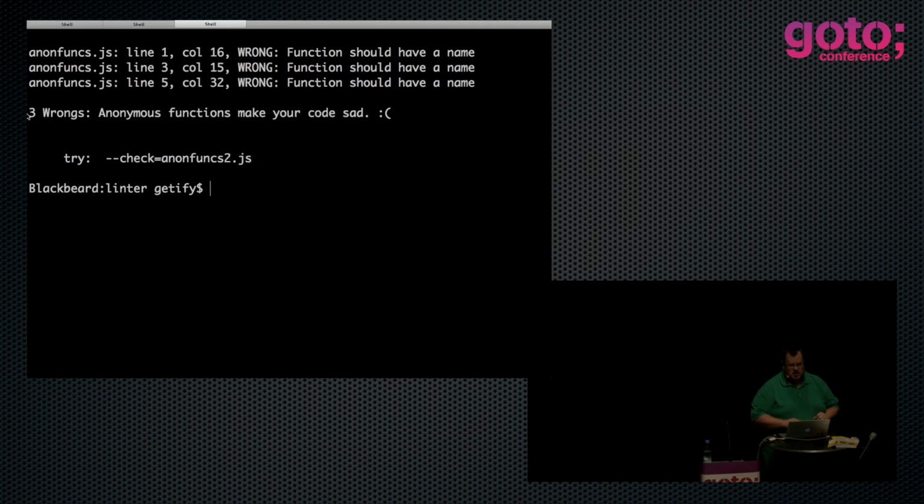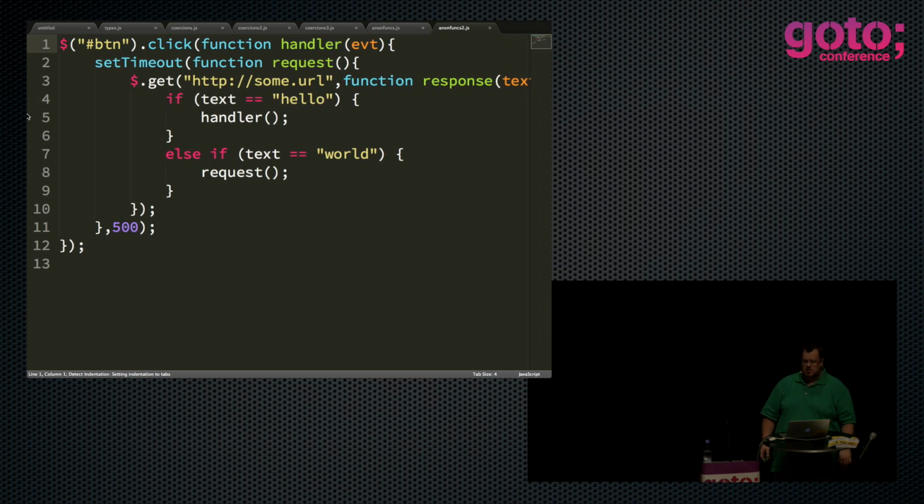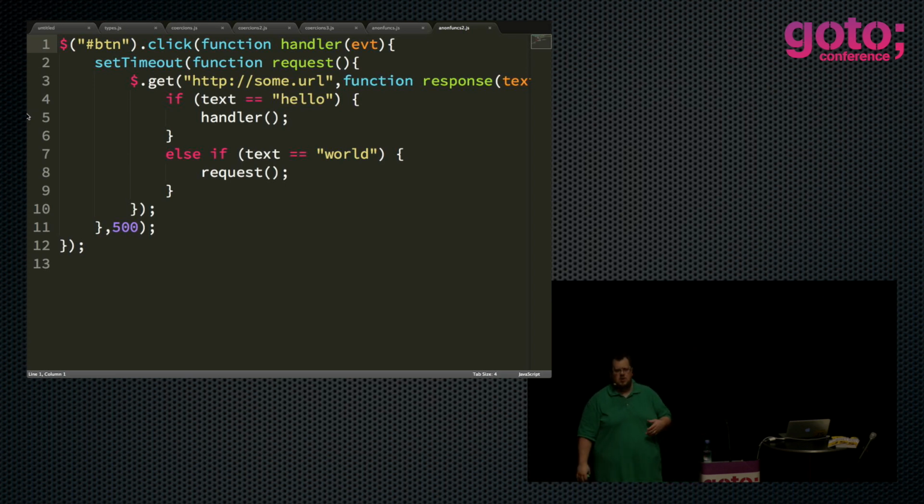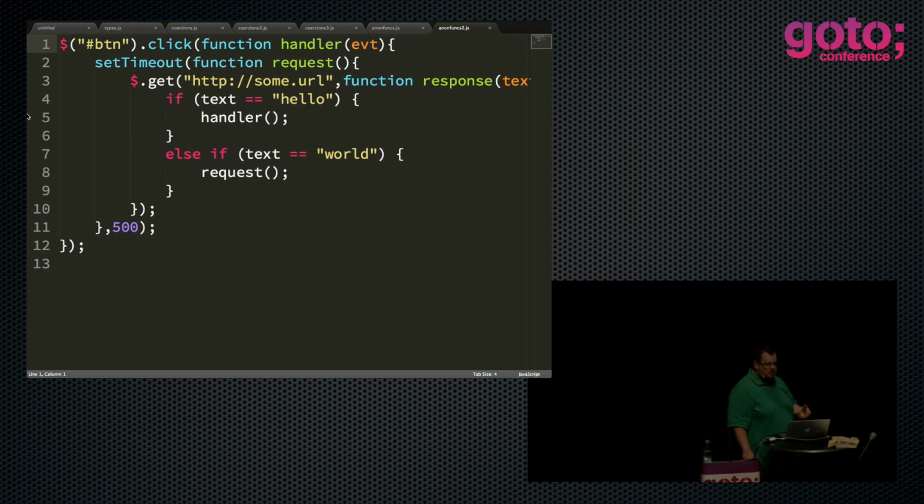Let's see if the linter had anything to say. Yeah, all 3 of those, it said the function ought to have a name. Anonymous functions make your code sad. What is the alternative then? If I were to fix it in anonfuncs2, the alternative is to simply insert names. So I now have names like handler, request, and response. None of the rest of my code has changed, but instead of doing ridiculous things like using arguments.callee or other weird ways of doing self-reference, you'll notice that I have nice, convenient lexical variable names like handler and request to refer to these functions.